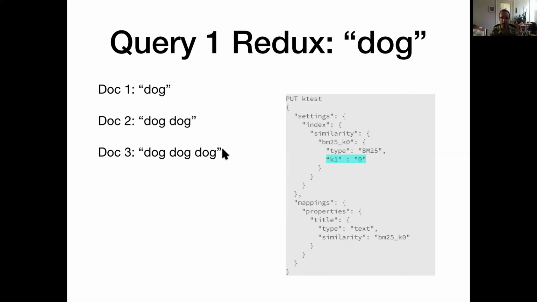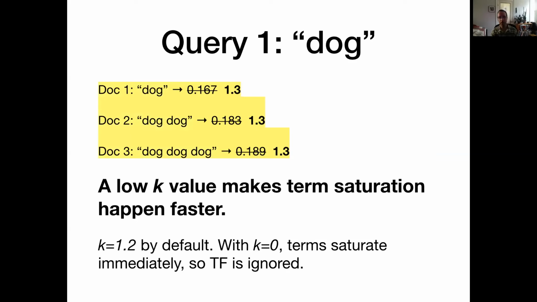If we set K higher, it means the term saturation happens slower. So there's more of an advantage to have more occurrences of the term in the document. Each additional occurrence contributes more towards the score. When we set K1 to 0, we're effectively saying, I want terms to saturate immediately, meaning that the first time the term occurs, it gives the most it could ever possibly contribute to the score, and additional occurrences of the term don't give anything more. So when we set K to 0, as you'd imagine, these documents are now tied.